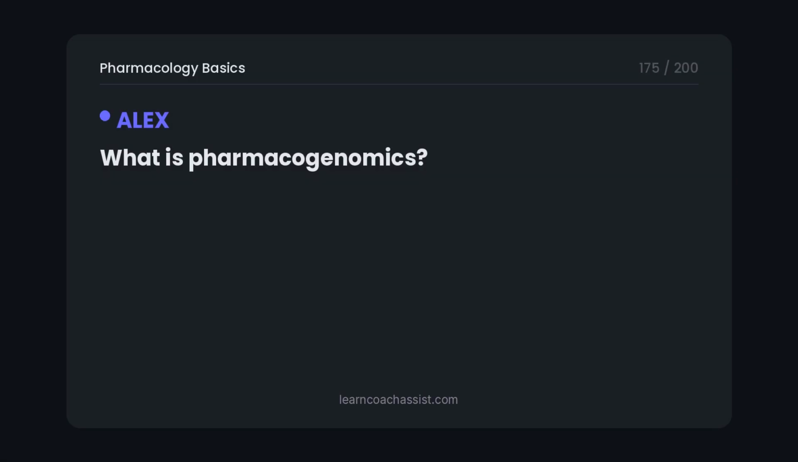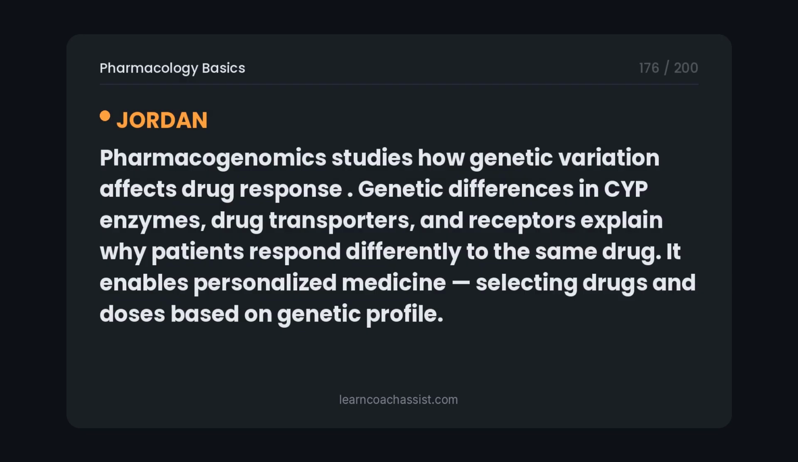What is pharmacogenomics? Pharmacogenomics studies how genetic variation affects drug response. Genetic differences in CYP enzymes, drug transporters, and receptors explain why patients respond differently to the same drug. It enables personalized medicine, selecting drugs and doses based on genetic profile.